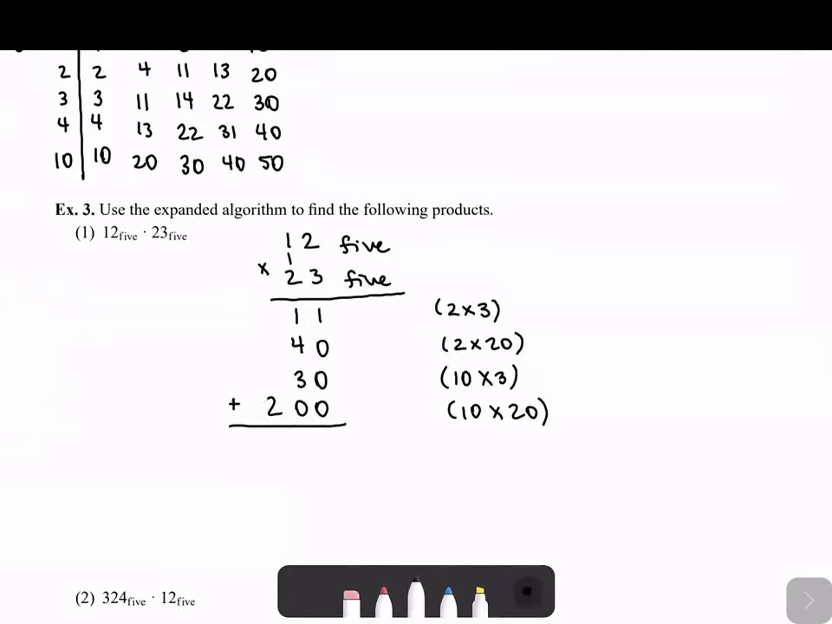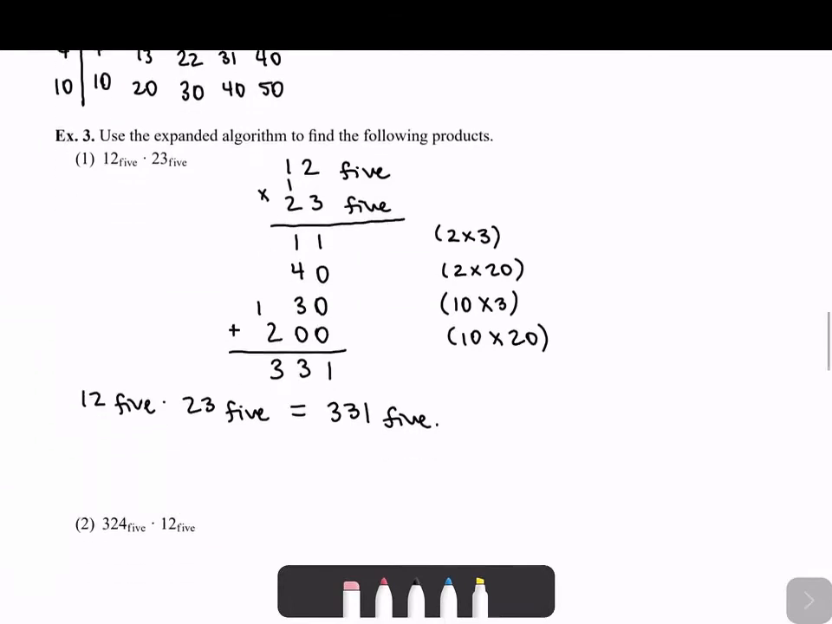So we're going to add up all these partial sums, regrouping as we go. So 1 plus 0 plus 0 plus 0 is 1. 1 plus 4 plus 3 is 8, which has 1 5 with 3 left over. And then we're going to add 1 plus 2 to get 3. So this tells us that 1, 2, base 5 times 2, 3, base 5 is 3, 3, 1, base 5. Okay, so that's how we do this expanded form.